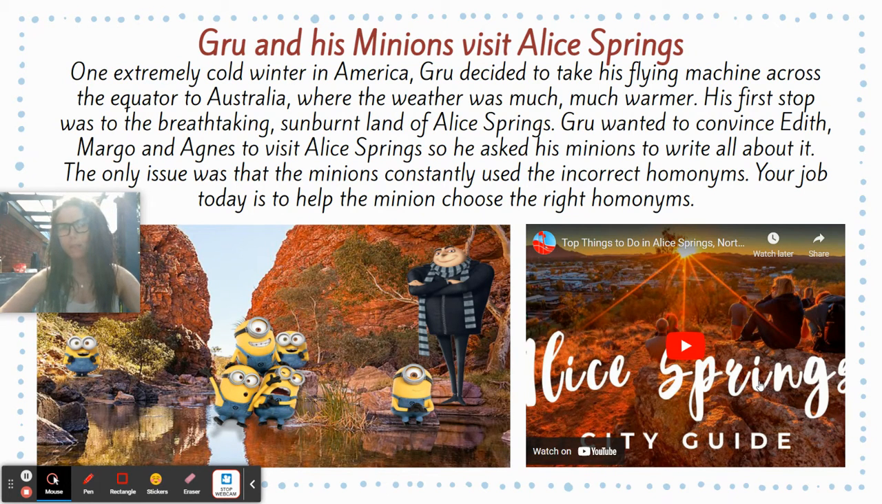Gru wanted to convince Edith, Margot, and Agnes to visit Alice Springs, so he asked his minions to write all about it. The only issue was that the minions constantly used the incorrect homonyms. Your job today is to help the minions choose the right homonyms. Now, you might be thinking, what is a homonym? And I'm about to tell you.